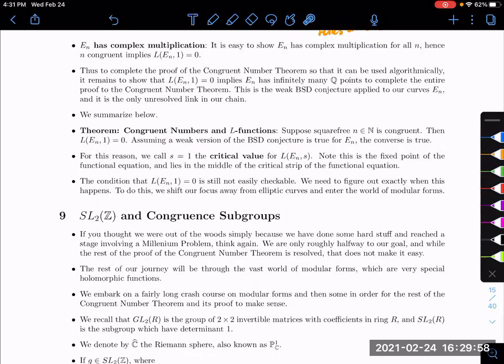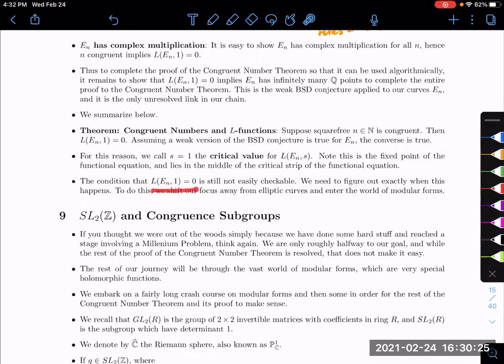For this reason, because this value 1 that we plug into the L function is kind of the important value, we call s equals 1 the critical value of the L function. You also saw above, this was the fixed point of the functional equation, and it lies in the middle of the critical strip of the functional equation as well, okay? So we're getting there, we're doing things.